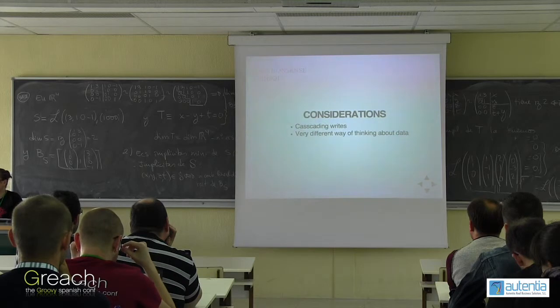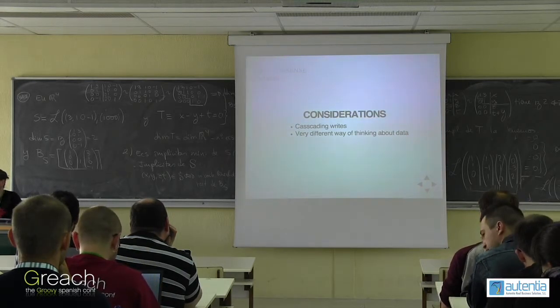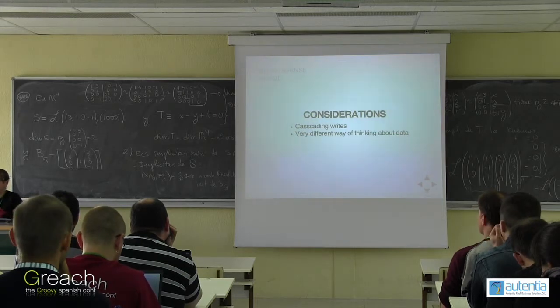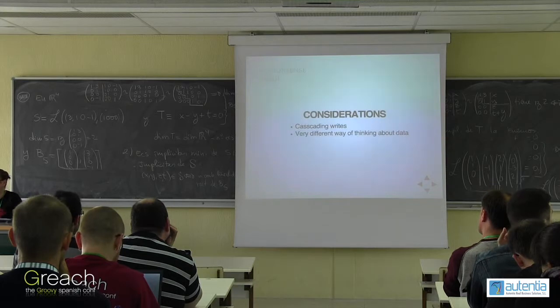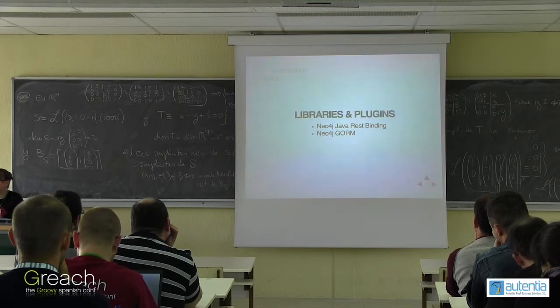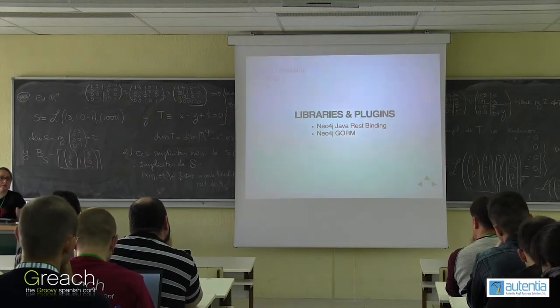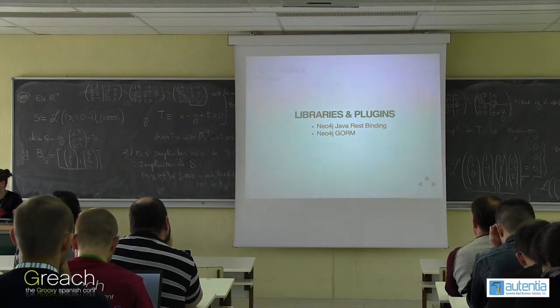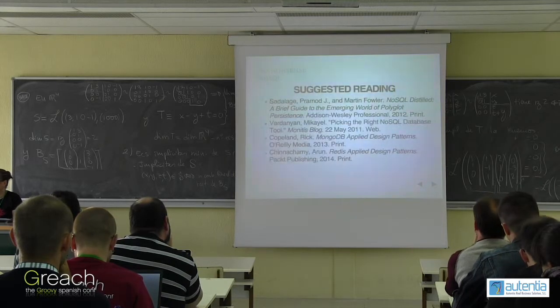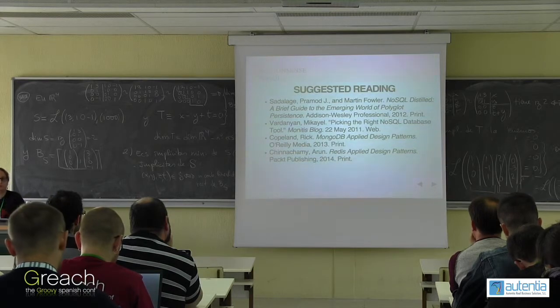So some considerations. I think it's a very different way of thinking. I haven't had too much exposure to graph databases, but it's definitely very different. And the way the tree structure is can make it cascading. The most popular one, like I said, is Neo4j. There is a Groovy and a Grails option as far as libraries and plugins go. Like I said, this is all online. I've got some resources here if you want to do research into any of these different types.